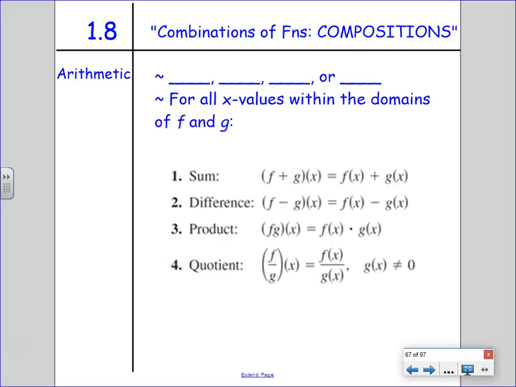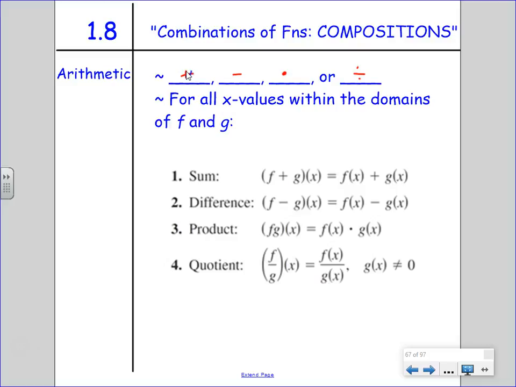Arithmetic? What? What's going on? Section 1.8, combinations of functions. How do we combine stuff together? Well, we start with just the arithmetic operations, which you see below, which is plus and then minus and then times and then divide.